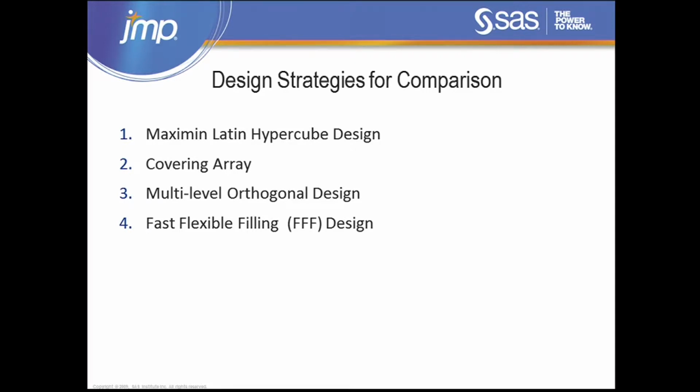So I want to consider 4 different design strategies to compare. One is the traditional Maximin Latin hypercube. Another is the covering array. Another is a multi-level orthogonal design. And finally, the new fast flexible filling, or triple F designs that are recently invented in JMP.